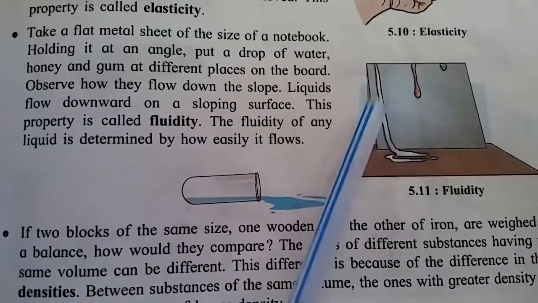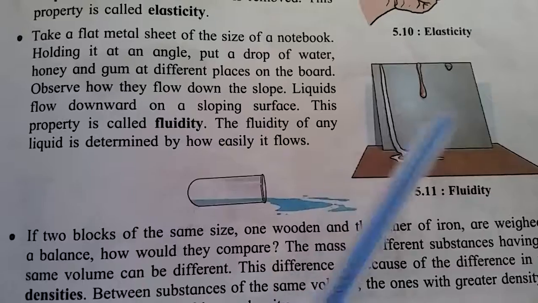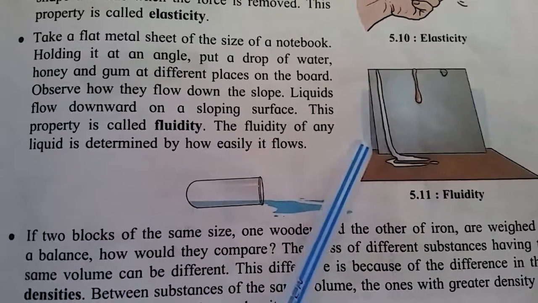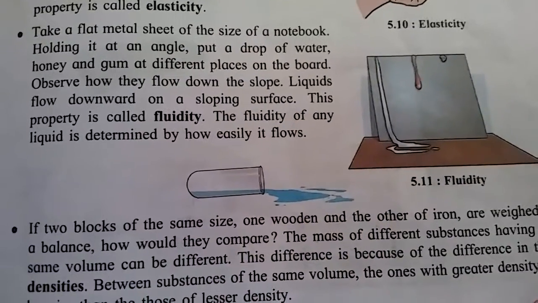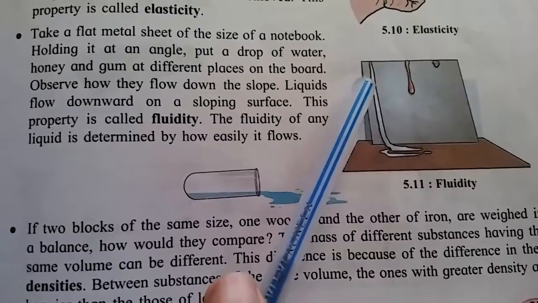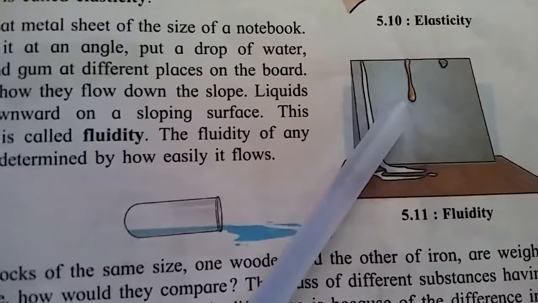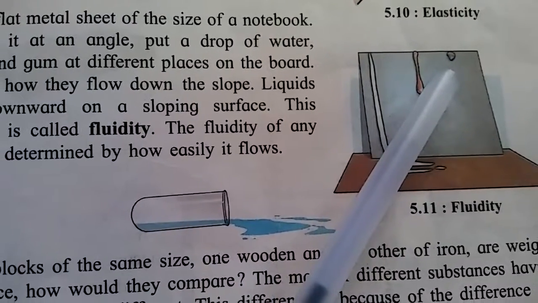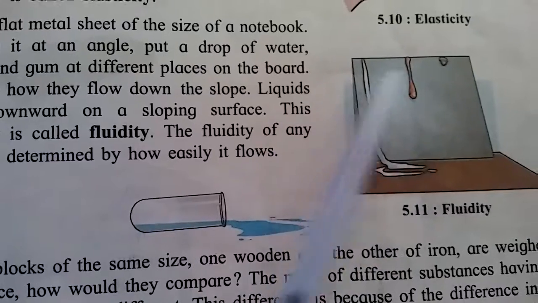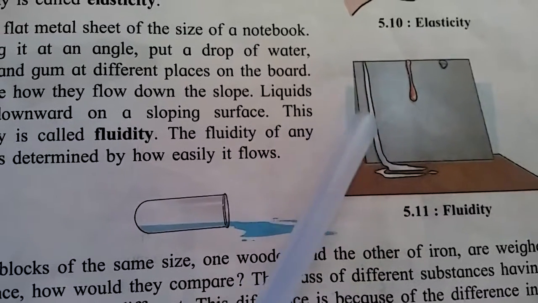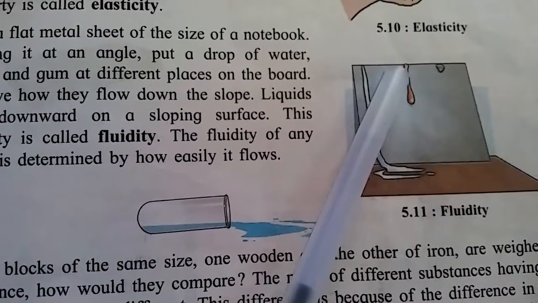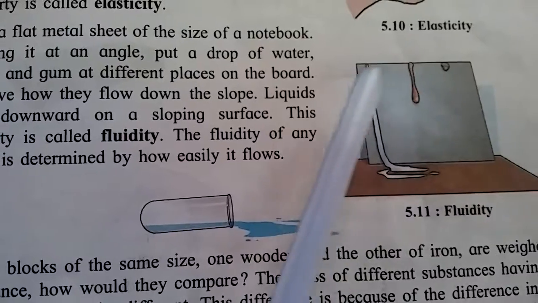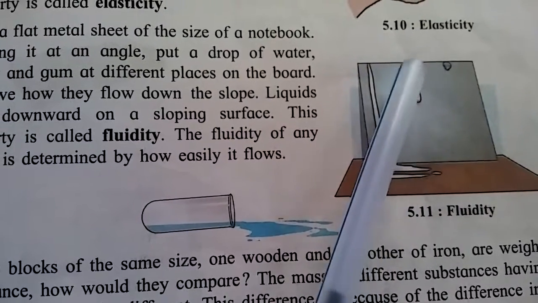Means here one metal sheet is taken in the size of a notebook, and you keep that sheet at some angle. Here we are putting water. This orange color is honey and this blue color is gum. Now see, we put all the drops at the same time, then also water starts flowing, and the fluidity of honey is less than that of water and the fluidity of gum is less than that of honey.